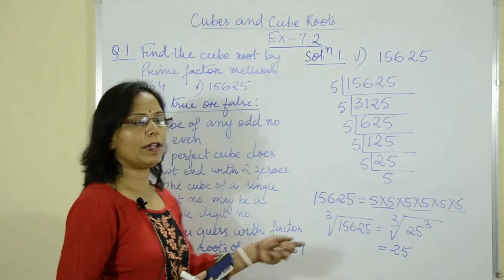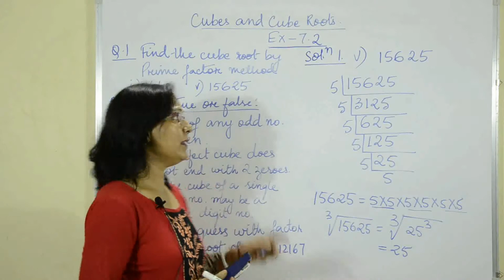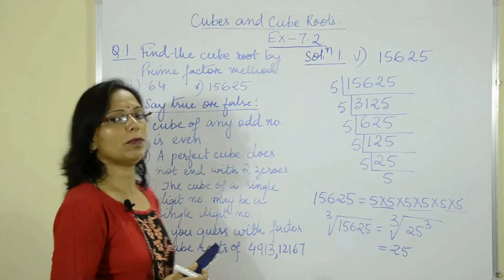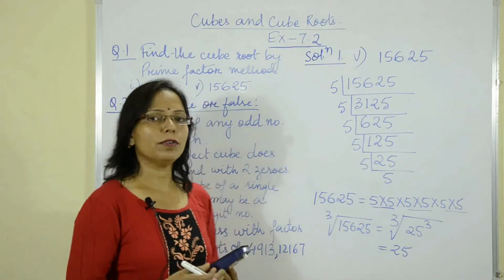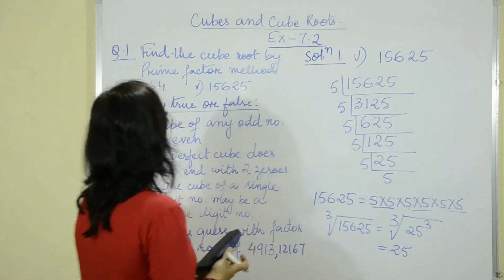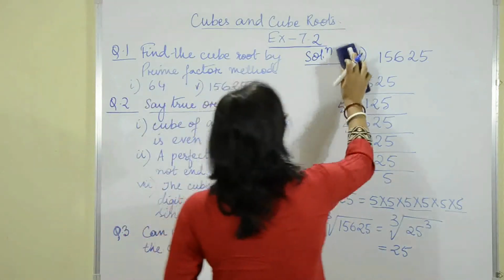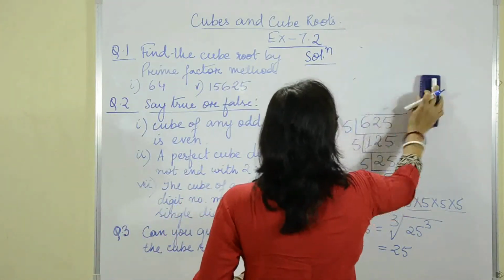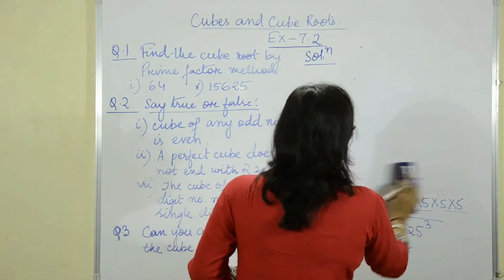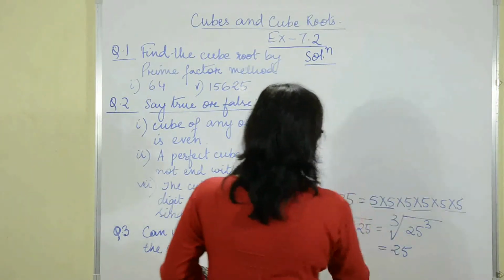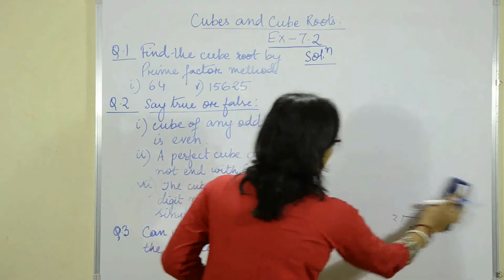In a similar way, there are 8 more sums in this particular question, question number 1, that you need to do on your own. Okay. Now let us proceed to question number 2. Question number 2 says, whether the statements are true or false.